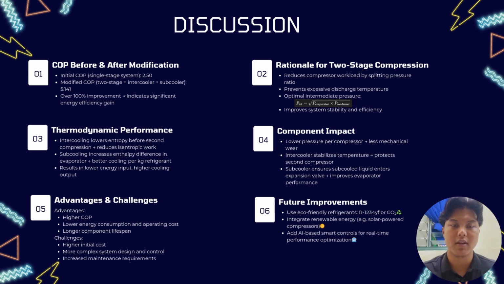Initially, our refrigerant system operated with a coefficient of performance, or COP, of 2.50. This is a typical value for a single stage vapor compression cycle. However, it also means that a lot of electrical energy is used without delivering maximum cooling. After implementing our proposed enhancements, which include two-stage compression, intercooling and subcooling, we successfully increased the system's COP to 5.141. That's an improvement of more than 100%, indicating a major gain in energy efficiency.